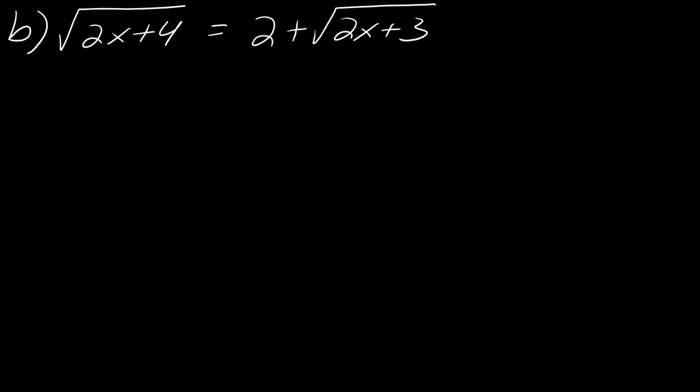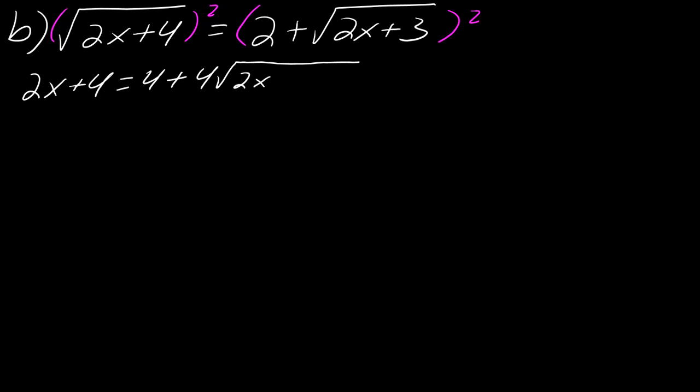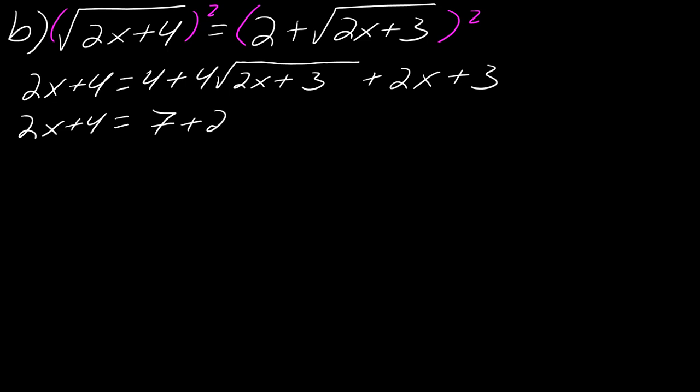Okay, so we've got one more of these. So once again, I'm going to go ahead and square both sides. And I'll just show you what that looks like. So this becomes 2x plus 4 equals 4 plus 4 times the square root of 2x plus 3 plus 2x plus 3. So I'll collect my like terms. So I've got 2x plus 4 equals 7 plus 2x plus 4 times the square root of 2x plus 3.